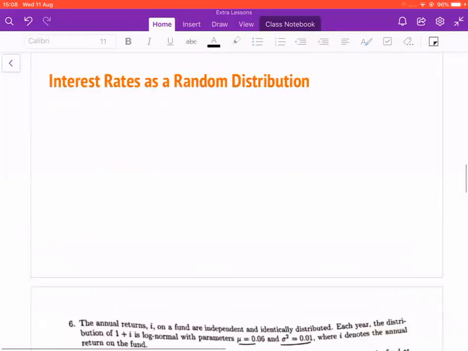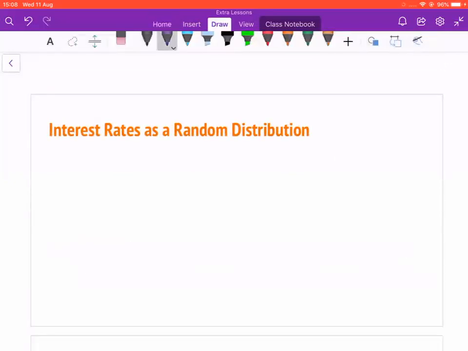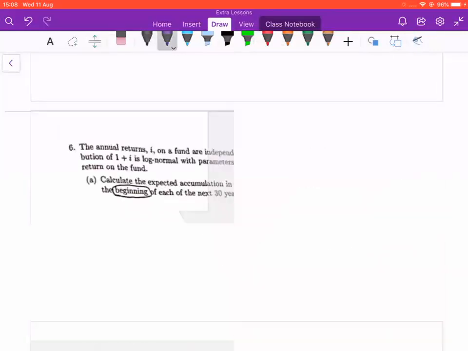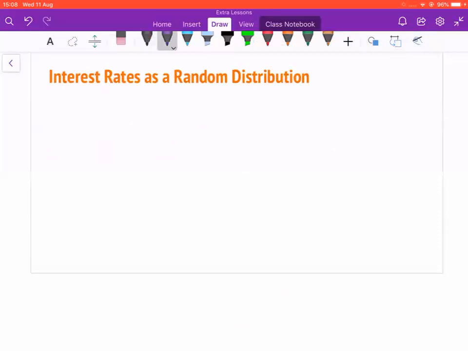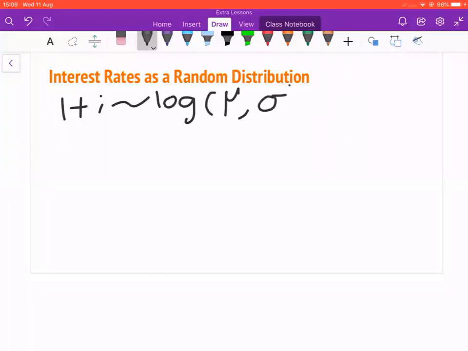Before we can do the past papers, there is something else which is very important in this course. You can rest assured that they will ask you this question. Interest rate can have a distribution. We have learned so many distributions so far: normal, log normal, uniform, and so on. The distribution that you can almost rest assured they will ask is the log normal distribution, where we see that 1 plus i can follow a log normal distribution with parameters mu and sigma squared.